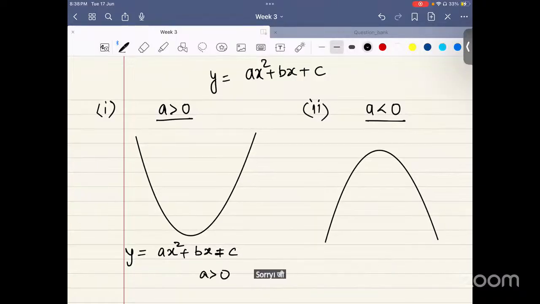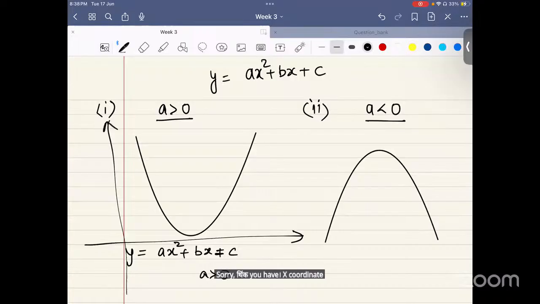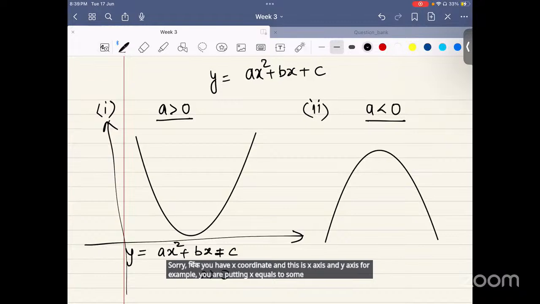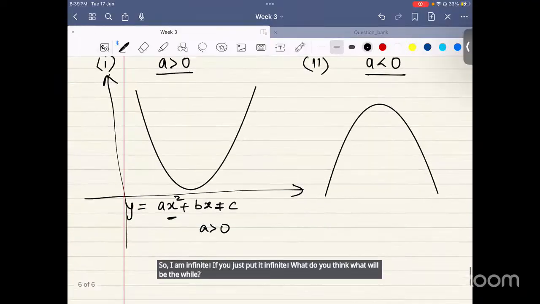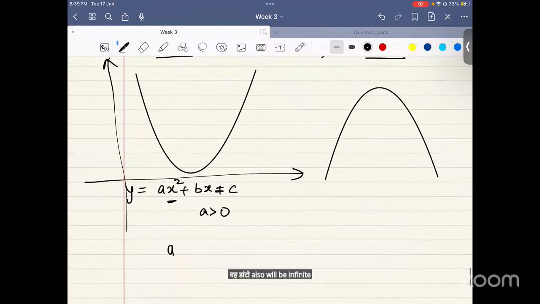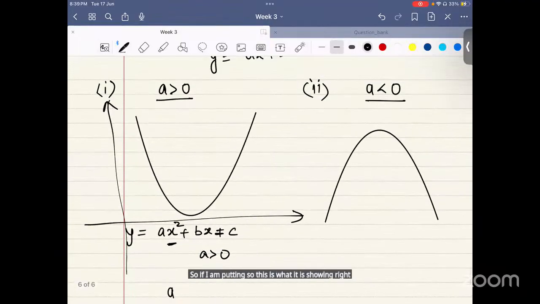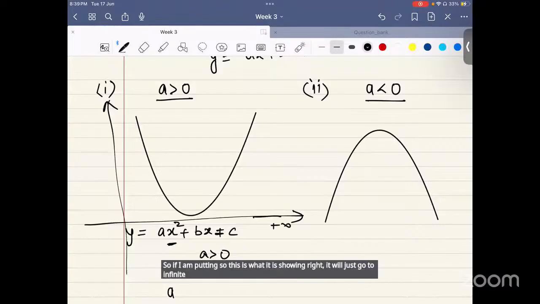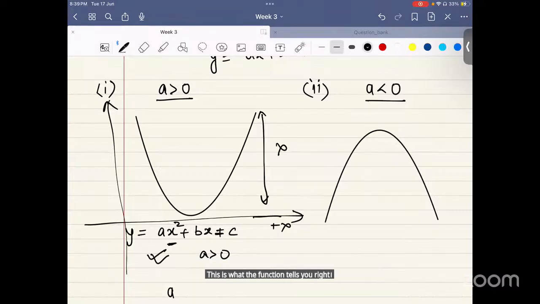You have the x coordinate, this is the x axis and y axis, right? Now let's say you are putting x equal to some infinite value. If you put it infinite, what do you think will be the y? That also will be infinite. Correct. So this is what it's showing, right? If you go to plus infinity, your y should also go to infinity. This is what the function tells you. That is how it goes upward.